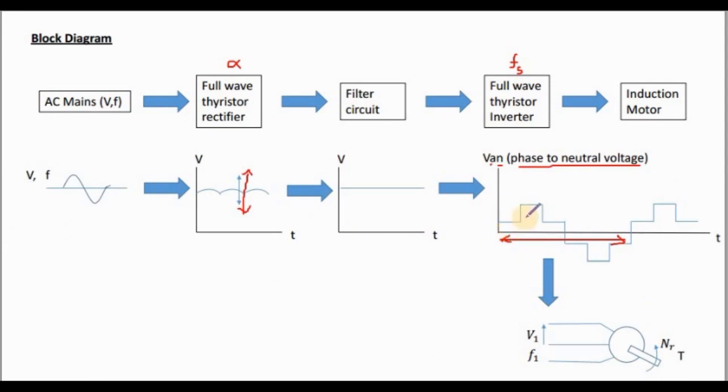If you quickly switch the thyristors or IGBTs, you can get higher frequency. If you take time and switch the thyristors or IGBTs, your frequency will be low. It's the thyristor inverter waveform, and then you feed it to the three-phase induction motor.